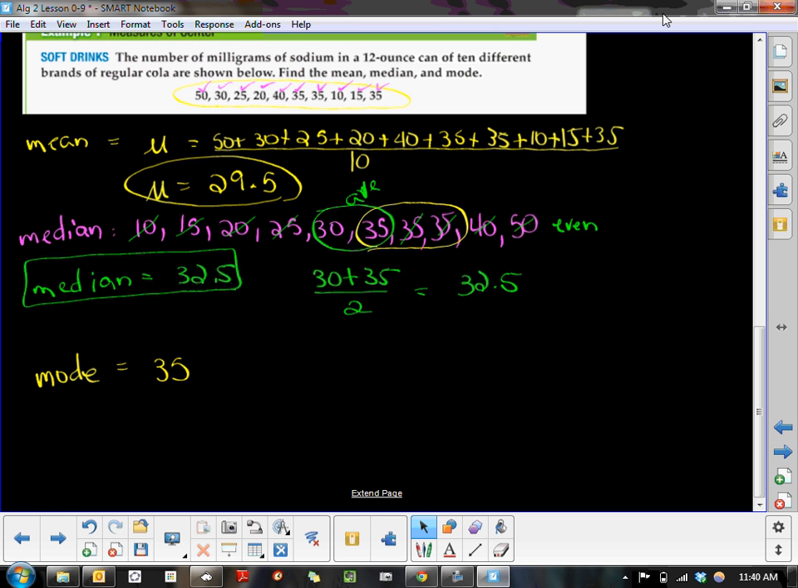So there are 3 different numbers to try to give you a description of the center of the data of the milligrams of sodium in a cola. Each one of these is a little different in value, but they all kind of try to tell you what the middle score value is. It's called your central tendency.